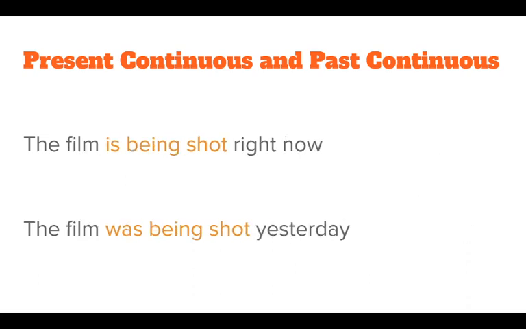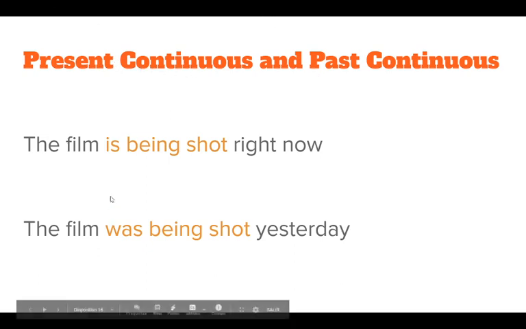Let's go. The film is being shot right now, and the film was being shot yesterday. Okay? Shot is the past participle, then we have be right before. Since we have the verb to be used to make continuous tenses, we add ing, and the only difference is that it has got nothing before it, so we just have to conjugate it as if it was a simple tense, like present simple or past simple. Okay, is and was. That's the difference. We have the present and the past, so is and was.